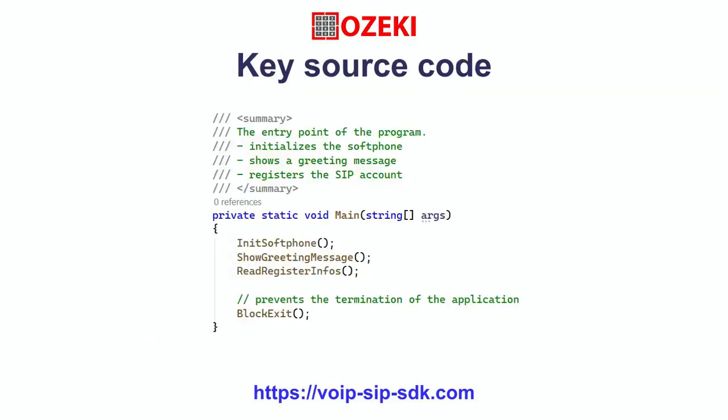The key source code shows the main method in Program.cs, which is the entry point of the application. It initializes the softphone, subscribes to the registration state, call state, and incoming call events, then calls the registration method to connect to the PBX, and once registered enters a loop asking the user to dial a number or accept an incoming call.